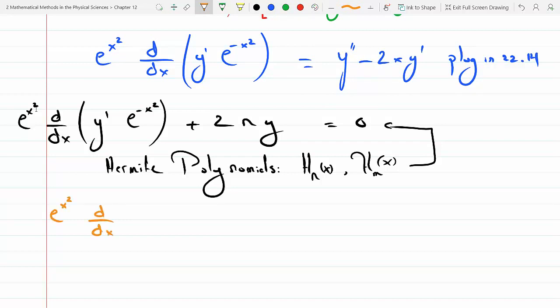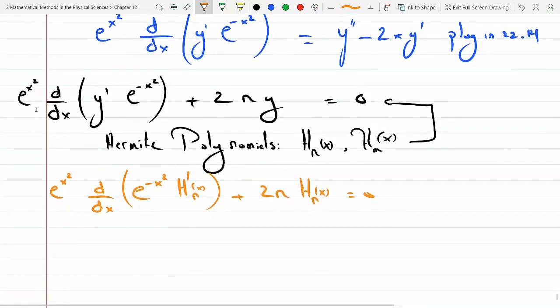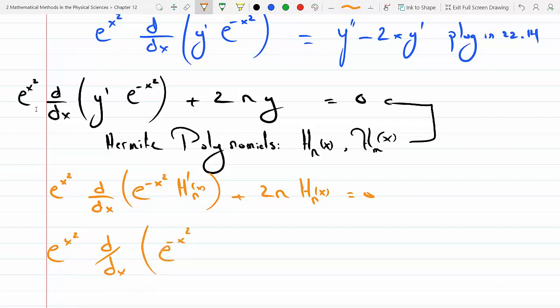I get e to the x squared, and instead of y prime, this will be H prime n. So e to the minus x squared times H prime n of x, plus 2n Hn of x equals 0. Likewise for Hm. Notice when I use Hn, the n is the integer for the polynomials. When I use m, I change n to m. So this is equal to 0.